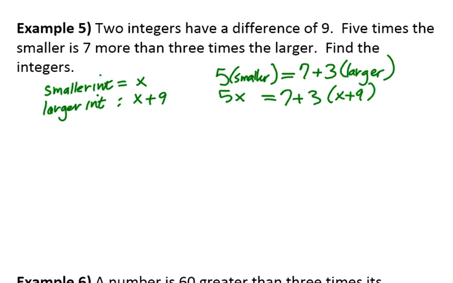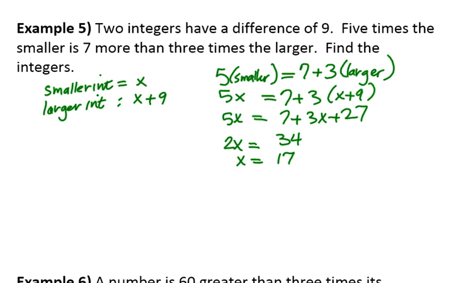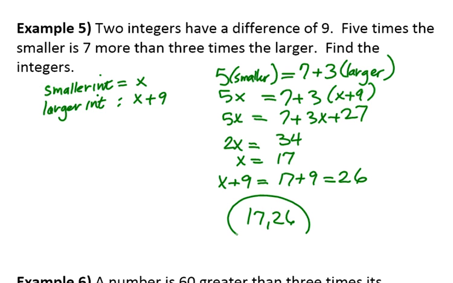So fill those in. Simplify. We want to distribute first. So we have 5x is equal to 7 plus 3x plus 27. Let's subtract 3x from both sides and get 2x is equal to 7 plus 27, which is 34. Divide both sides by 2, so x is equal to 17. And x plus 9, which is the larger number, is 17 plus 9, which is 26. So our 2 numbers then are 17 and 26.